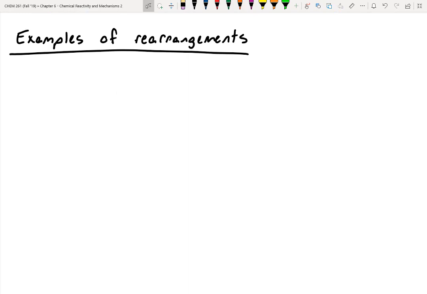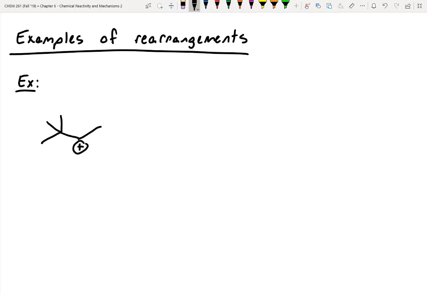Sorry, let me make sure I'm not skipping anything in my notes. I thought I had more examples than this, but we'll stick with these. All right. We'll do this one over here. And I'm going to stick with basic bond line structures.